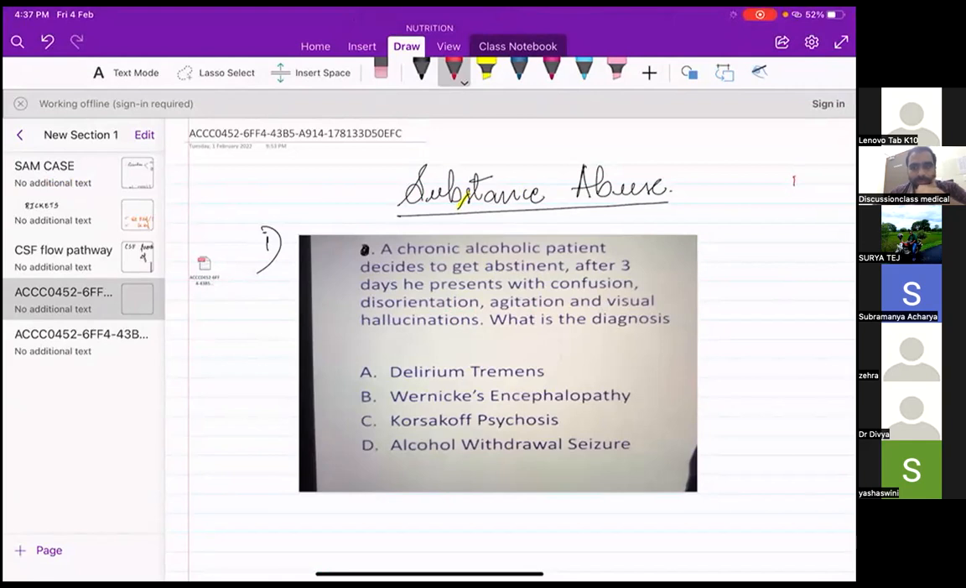Go to Word. Okay. Good evening, friends. Today we'll discuss alcohol withdrawal symptoms. To start with, this is the first question. A chronic alcoholic patient decides to get abstinent. After 3 days, he presents with confusion, disorientation, agitation, and visual hallucinations. What is the diagnosis? Is it delirium tremens, Wernicke's encephalopathy, Korsakoff psychosis, or alcohol withdrawal seizure?